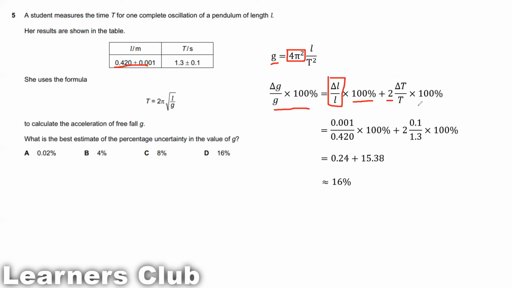Now substitute these values. For dou L, I have 0.001 divided by L value is 0.420 into 100 plus 2. For dou T, I have 0.1 divided by, for T, I have 1.3 into 100. When I simplify my answer, I'm getting close to 16%, which is option D.